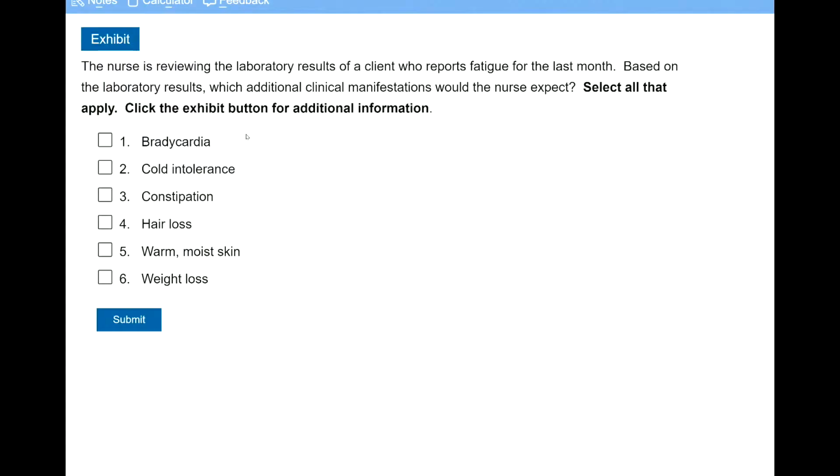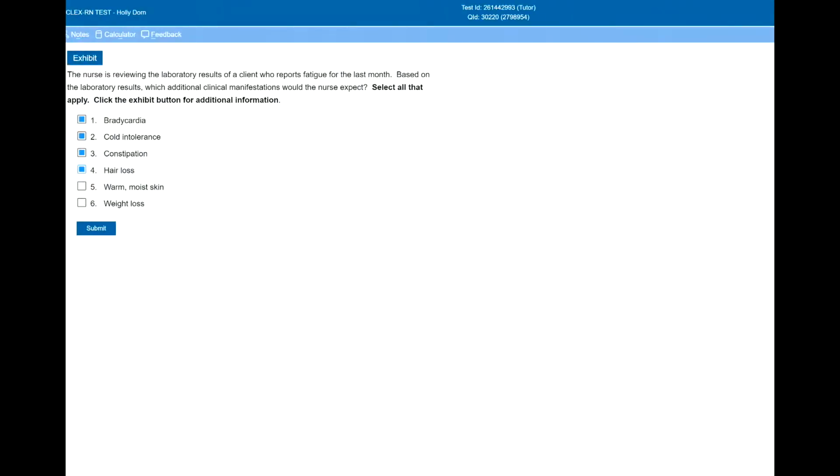So option-wise, we've got 6 here, so let's go through it. Based on our results, we could have low heart rate, temperature sensitivity, difficulty in having a bowel movement, hair loss from anywhere on our body. We've got constantly perspiring and hot or losing weight. So based on what I know about my conditions and my lab values, I'm going to go ahead and click a couple. Again, would bradycardia be true or false for these lab values? Cold intolerance, etc. So going to pick the options that I think are correct, and we will submit.